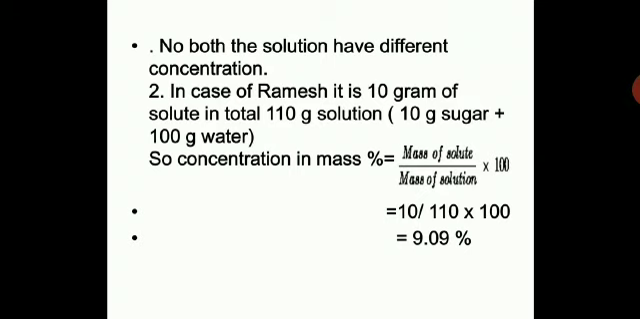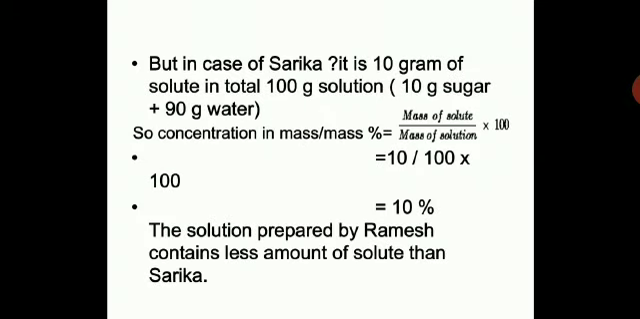Now let us see what Sarika has got. But in case of Sarika, it is 10 gram of solute in total 100 gram solution. That means she has taken 10 gram of sugar, and then she added water in the weighing balance till it becomes 100 gram. Suppose in a beaker she took 10 gram, and she kept that beaker on the weighing balance, and then she added water till it becomes 100 gram. So that is a difference.